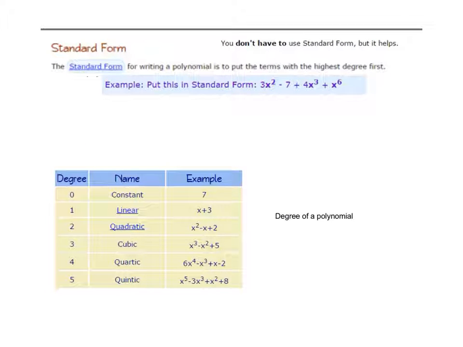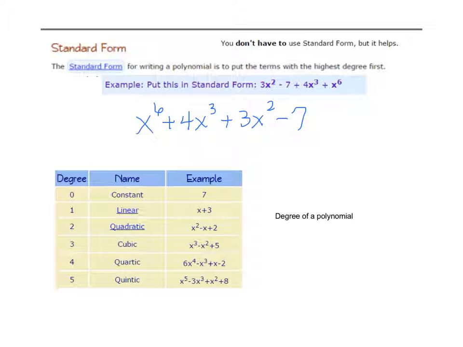The standard form for a polynomial is to put the terms with the highest degree first. So for instance, on this one right here, we would actually put the x to the 6th first, then the 4x to the 3rd, then the 3x squared, and then the constant is always last. So that would look like x to the 6th plus 4x to the 3rd plus 3x squared minus 7, and the sign goes with the term.